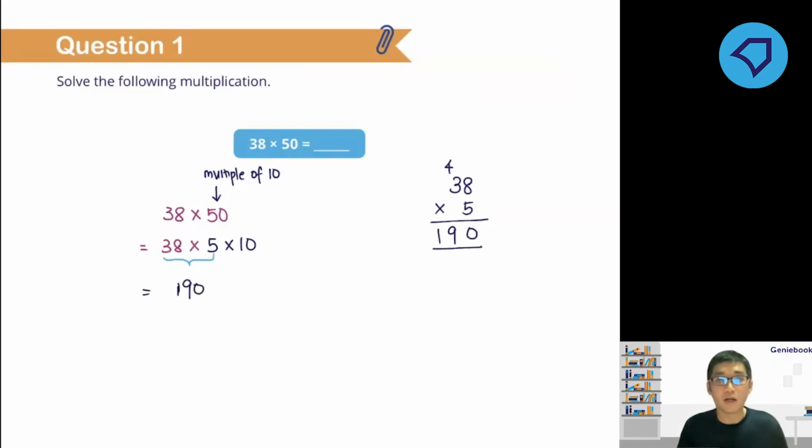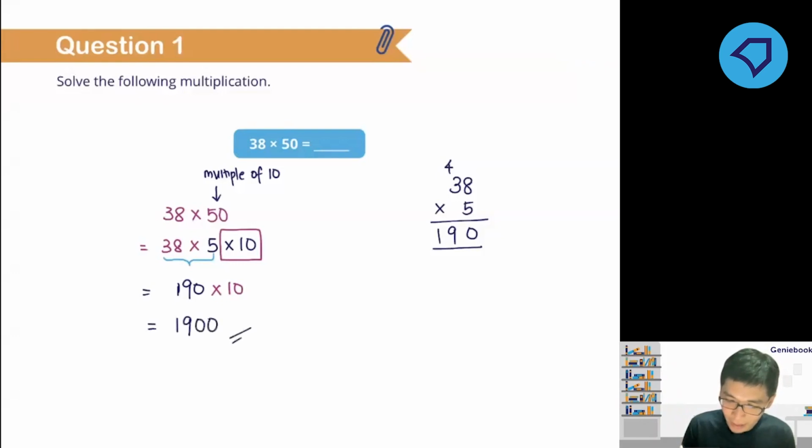190. All right, but not to forget, I still have this at the back. I still need to multiply my answer by 10. So I recall that when I multiply any whole number by 10, I just add a 0 at the back. So I will therefore have my final answer 1,900. Okay, so do you guys now understand how to multiply a whole number by a multiple of 10?